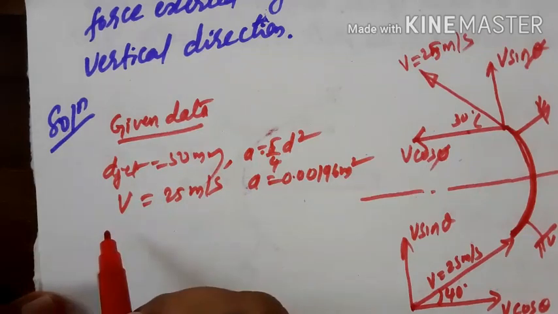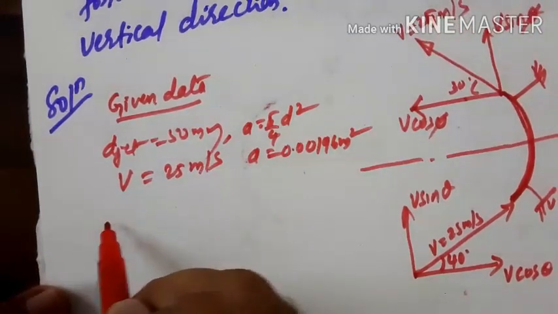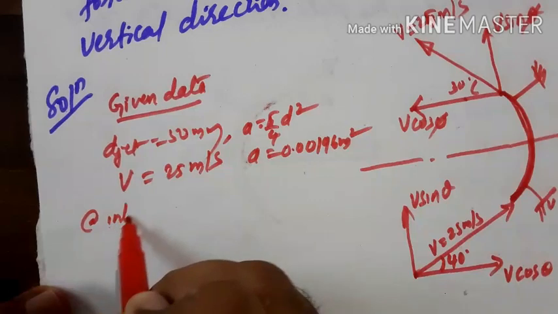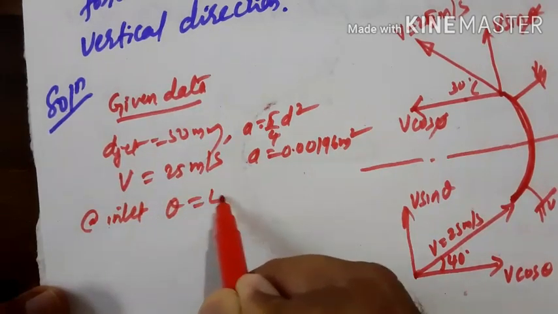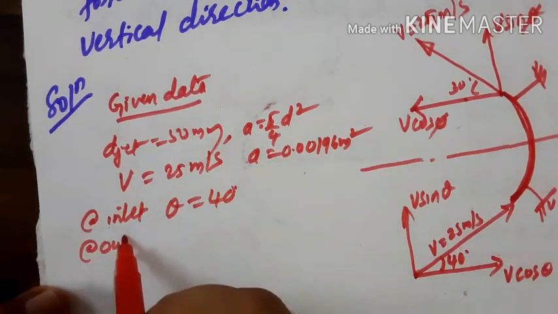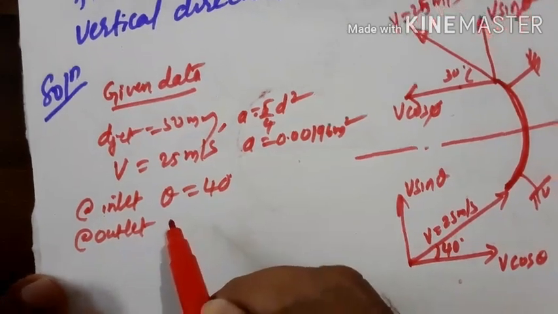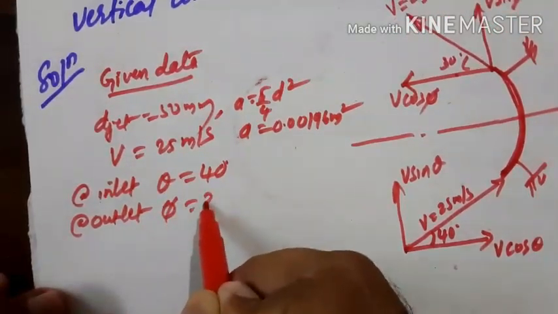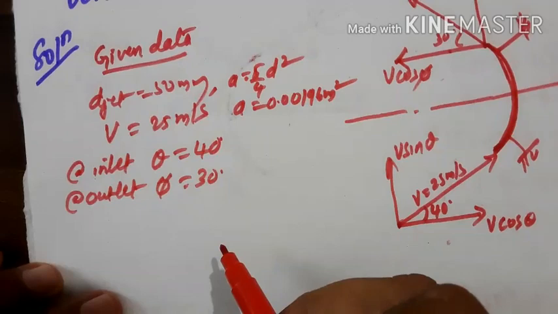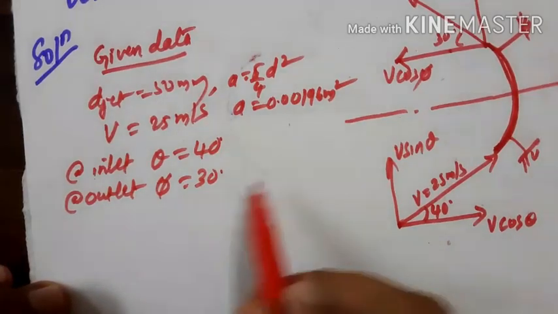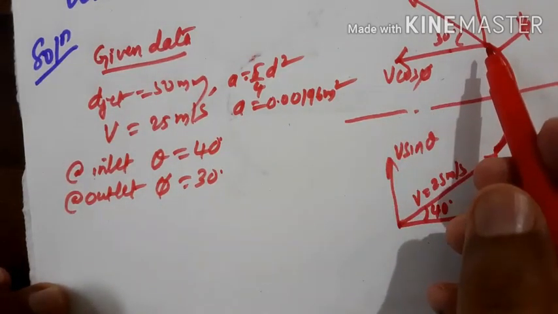Then the angle made by the jet at the inlet, theta, will be 40 degree, and at the outlet the angle made by the jet, that is phi, will be 30 degree. Angle made by the jet at outlet with horizontal will be 30 degree.